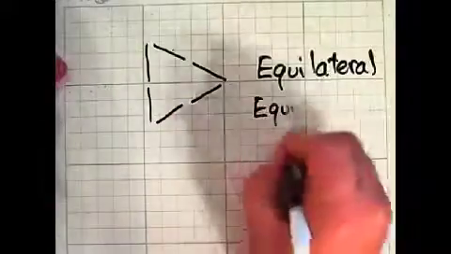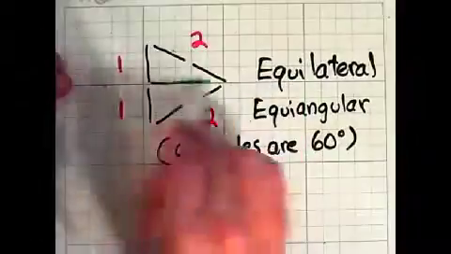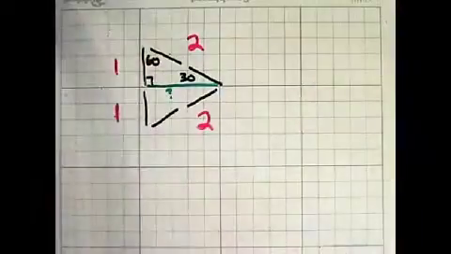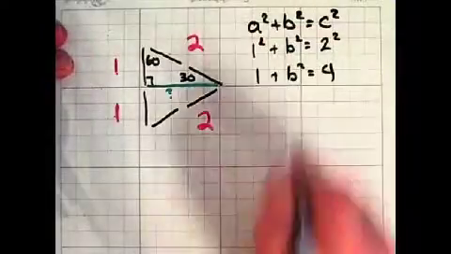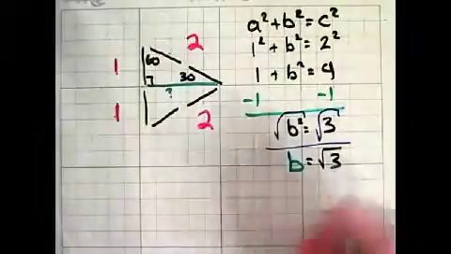Now, what kind of triangle is this? It's equilateral. It means it's also equiangular. All the angles are 60 degrees. And we're curious as to what this third side is. What is this longer leg? If you do the Pythagorean theorem, you end up with the square root of 3.